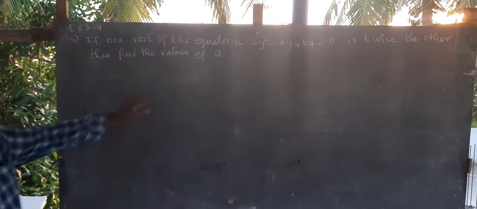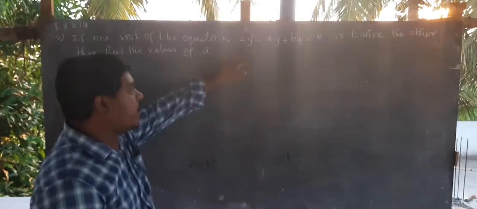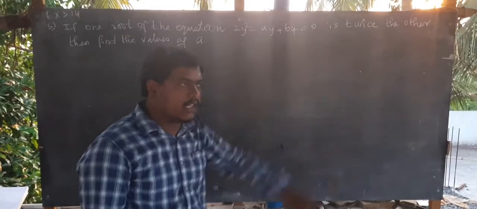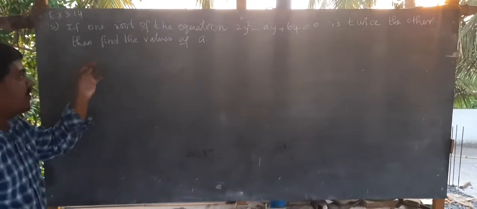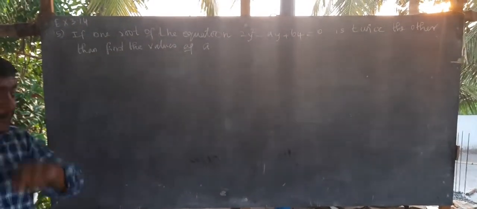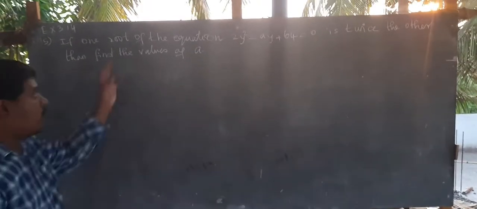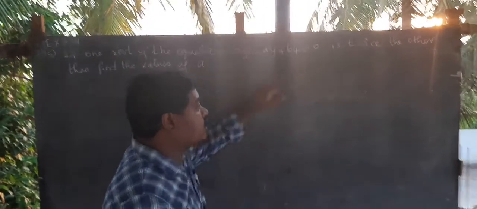If one root of the equation 2y square minus ay plus 64 equal to 0 is twice the other, then find the values of a. So one of the roots of the equation is twice the other.